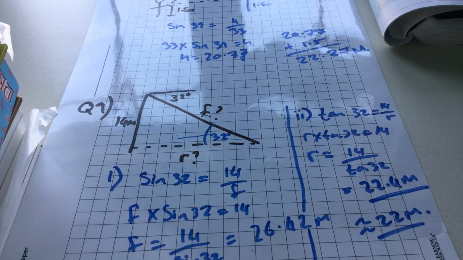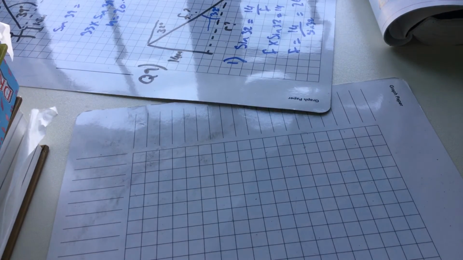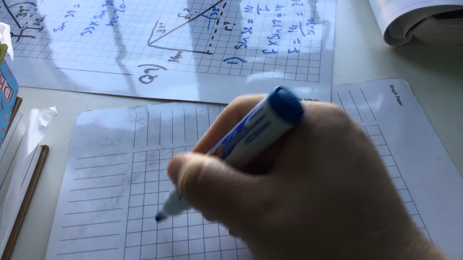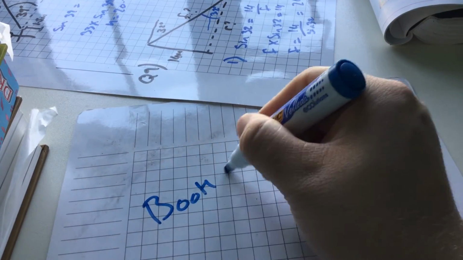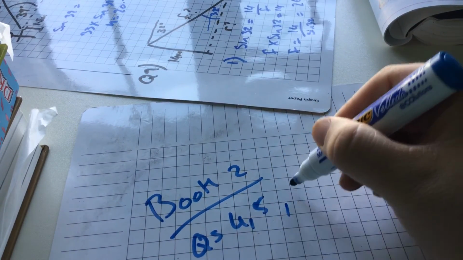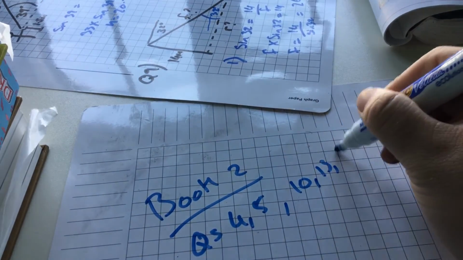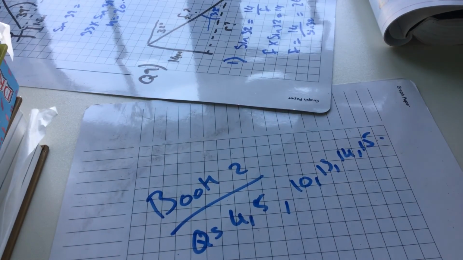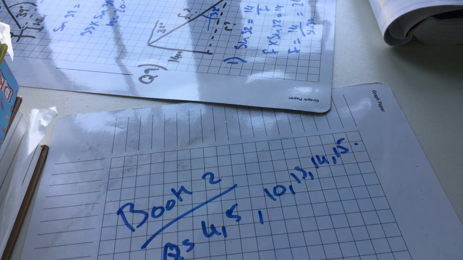Okay, so now that we're done that, the higher level questions I want you to do in book 2, the same exercise. Questions 4, 5, 10, 13, 14, 15. Do those, then watch the next video when we're going to talk about degrees and minutes.